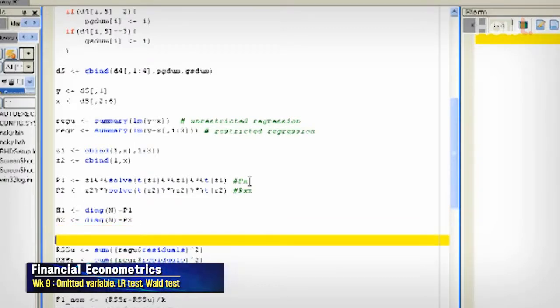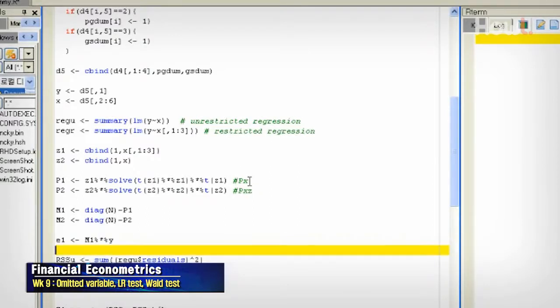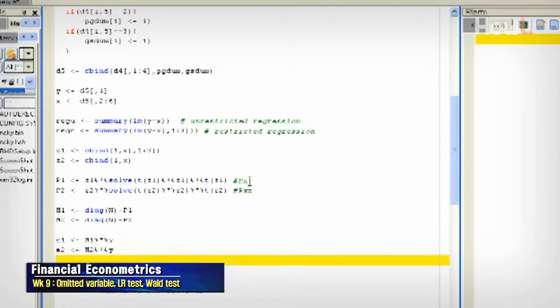Now, the regression error is basically the projection on the orthogonal space, right? So basically, we define E1 as M1 multiplied by Y. E2 is basically M2 multiplied by Y. Get it?